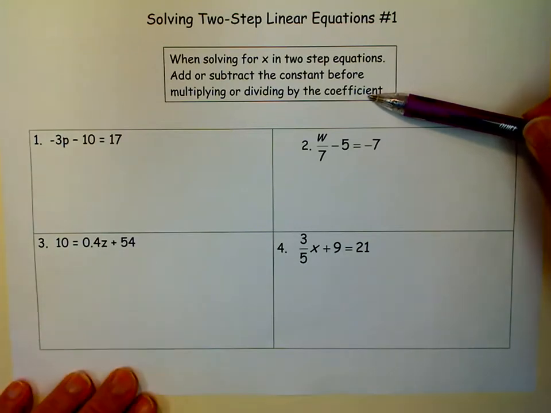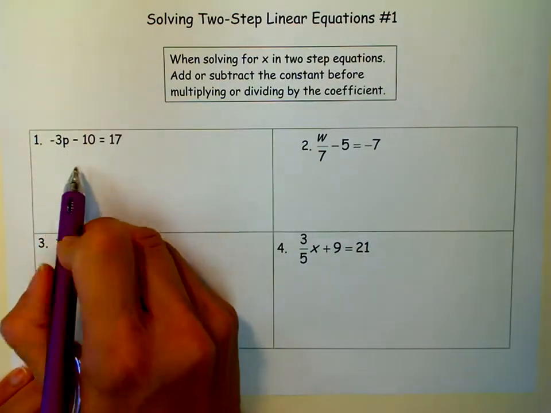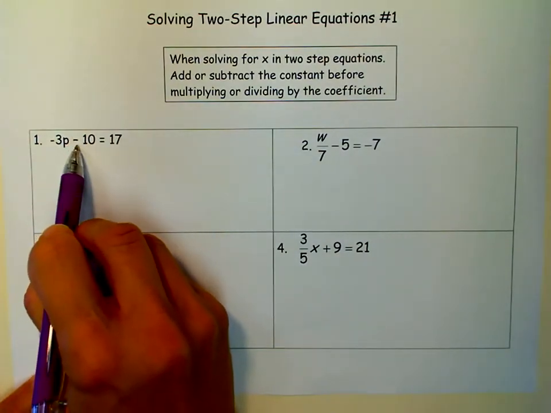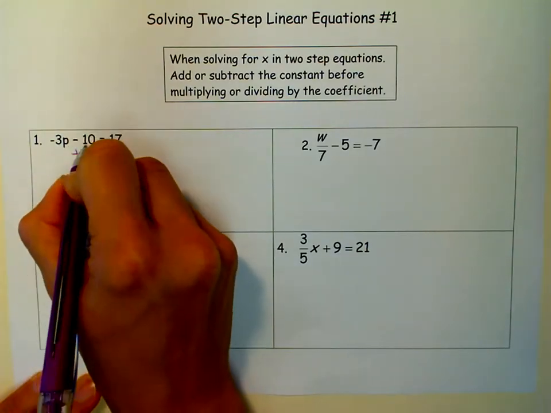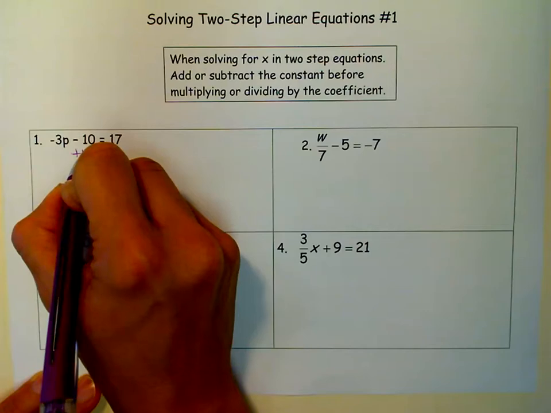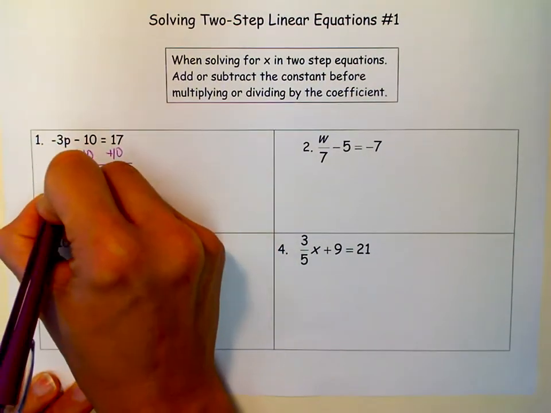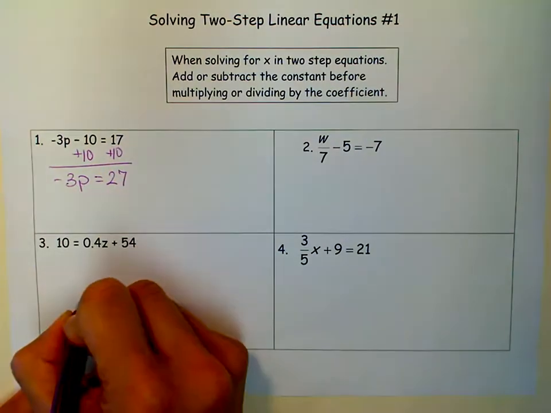Our goal when we solve is to get x, or whatever variable it is, alone on one side. And remember, whatever you do to one side, you must do to the other. So I look for the constant that's being added or subtracted. It is being subtracted, and I know the opposite of subtracting is adding. So I am going to add 10 to the left side to get rid of this minus 10. Whatever I do to the left side, I must do to the right side. So negative 3p equals, now I'm going to add 27.